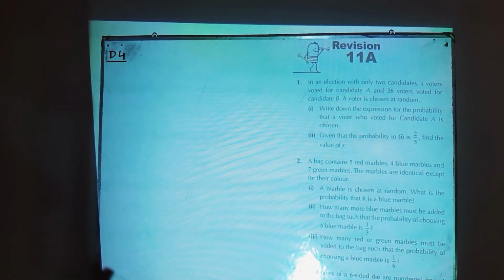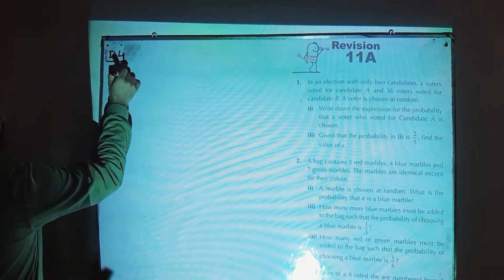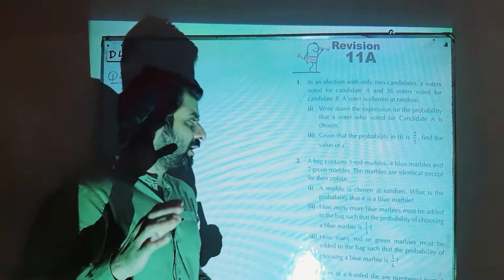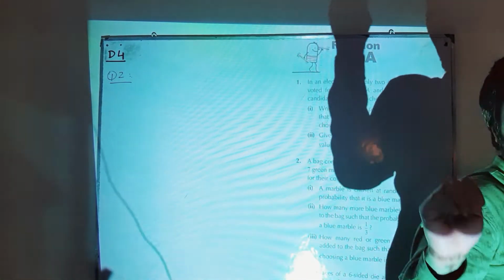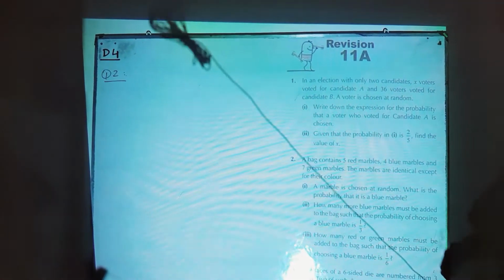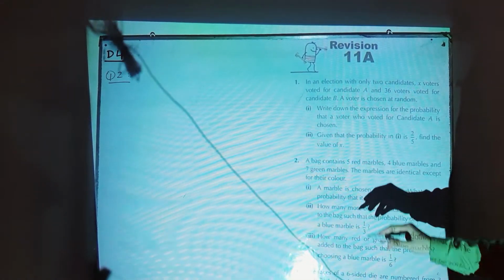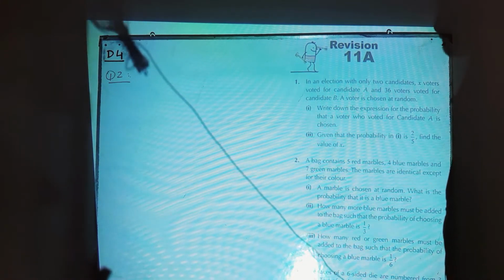Question number 2 of review exercise 11A from D4 says that a bag has 5 red marbles and 4 blue marbles, while we have 7 green marbles. The marbles are identical except for their color, and part 1 is, a marble is chosen at random. What is the probability that it is a blue marble?